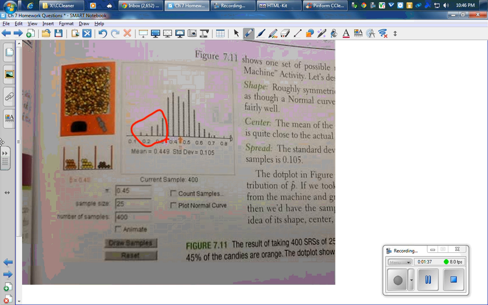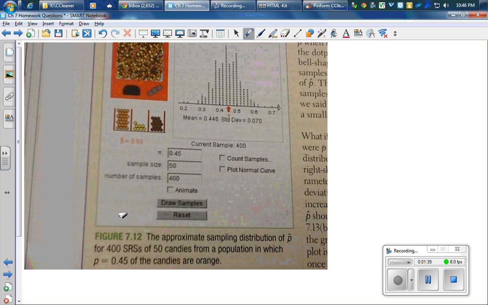Now, looking at the picture for a sample size of 50, 32% or less is this side of the graph. You can see here that this graph is much more compressed. The standard deviation's gotten a lot smaller because my sample size has gotten bigger.